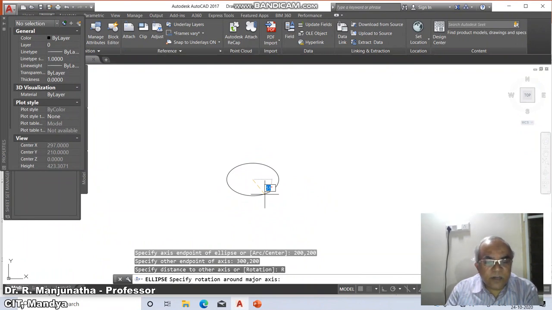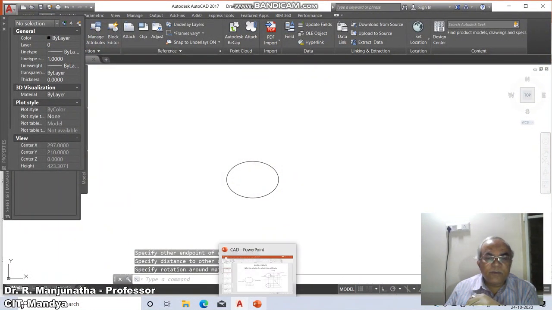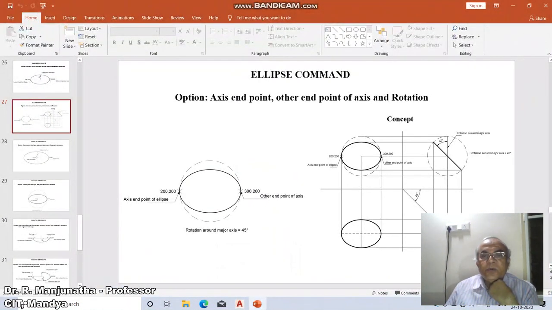I will say the rotation around the major axis is 45. It will be able to draw the ellipse now. Here is the concept which has been explained. We have considered 200, 200 as the one point, and 300, 200 as the other point. So we have a circle which has been drawn.